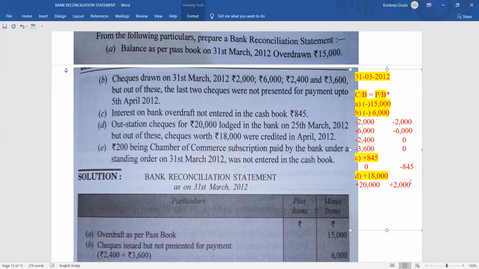Now seeing the next one, that is the last point, point number E. Okay, this is a very nice and interesting point. New things we are learning with every question. Now the last one is the most interesting. What is given here? Rupees 200 being Chamber of Commerce subscription. We are a member of the Chamber of Commerce, and we are paying 200 rupees as subscription. It was paid by the bank on our behalf under a standing order. That means we have instructed the bank, so the bank is paying 200 rupees for the purpose of subscription.